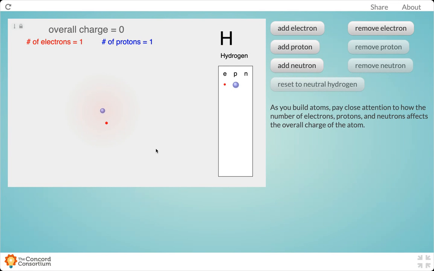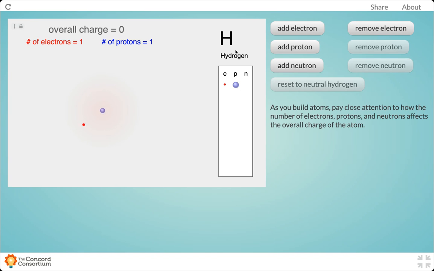So take a look at the simulation that we've got here. We have hydrogen that we are starting with. Notice that this chart here tells us how many protons we have and how many electrons we have. So currently in hydrogen, we have 1 proton and 1 electron. We want to see what it takes to turn hydrogen into the next element on the periodic table, which happens to be helium.